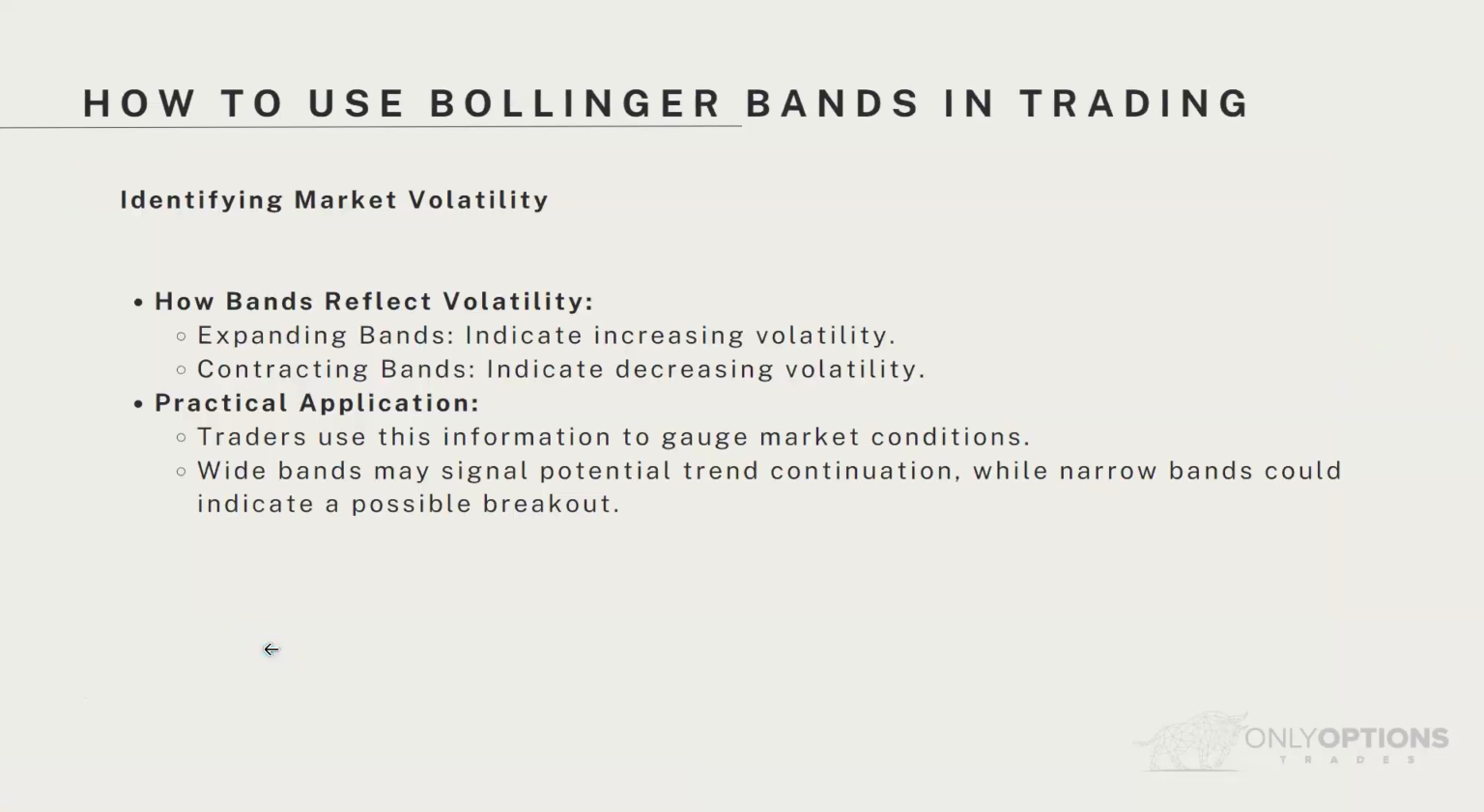So the practical application is that traders use this information to gauge the market conditions, so we know if it is very volatile or not. And then the wider the bands, the more it might signal potential trend continuation. When the bands narrow, it indicates a possible breakout. Meaning why? Well, we're in that squeeze, and then that squeeze is going to open up or down. We have no clue where it's going to go.